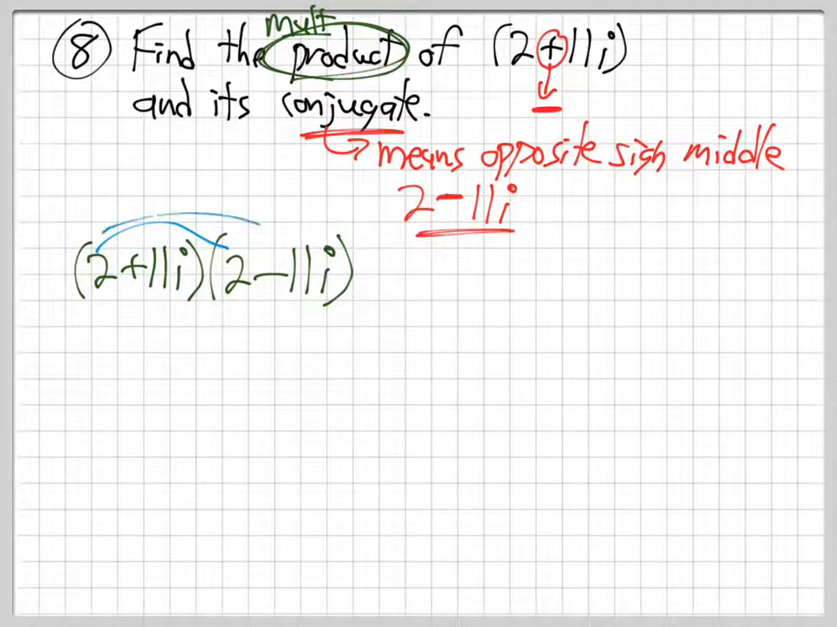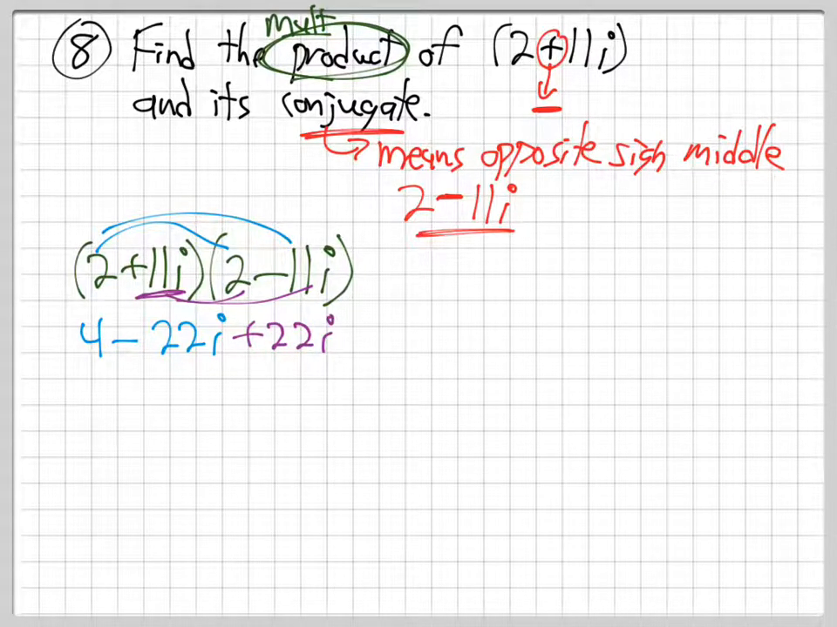You'll see. We'll get one positive 22i and one negative 22i, so they'll drop out of the middle. So the 2 is going to go to both. 4 minus 22i. And the 11i is going to go to both. Plus 22i. And then 11 times 11? 121 i squared. Good to there? So I just did first to both, second to both like usual.